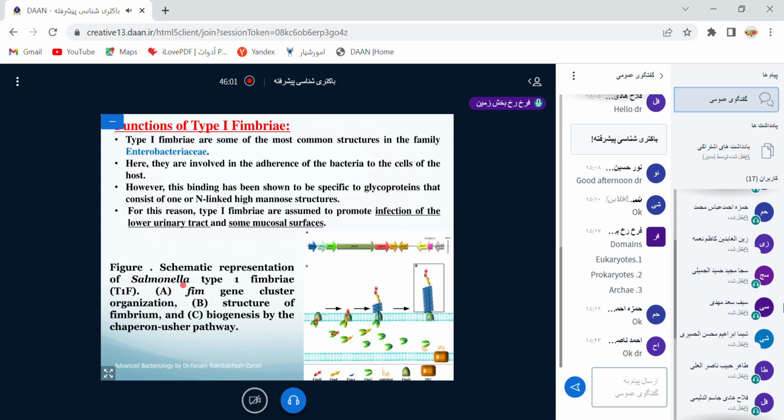Schematic representation of Salmonella type 1 fimbria. A, the gene cluster related to this, and B, structure of the fimbria. C, biogenesis by the chaperone-usher pathway. So the biosynthetic pathway of production of this fimbria is known as the chaperone-usher pathway.